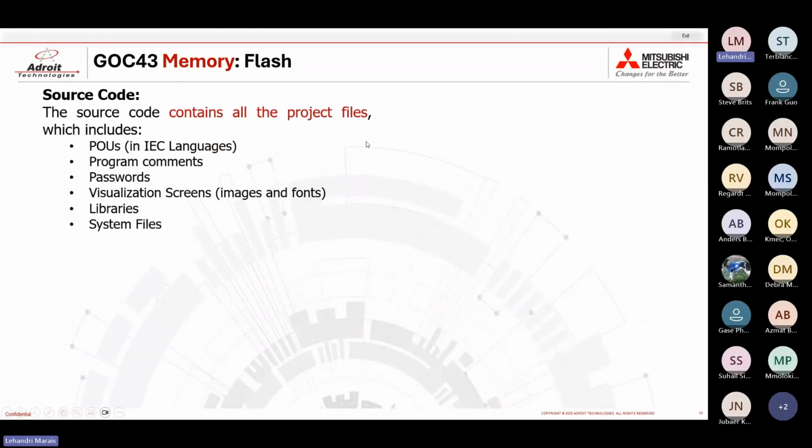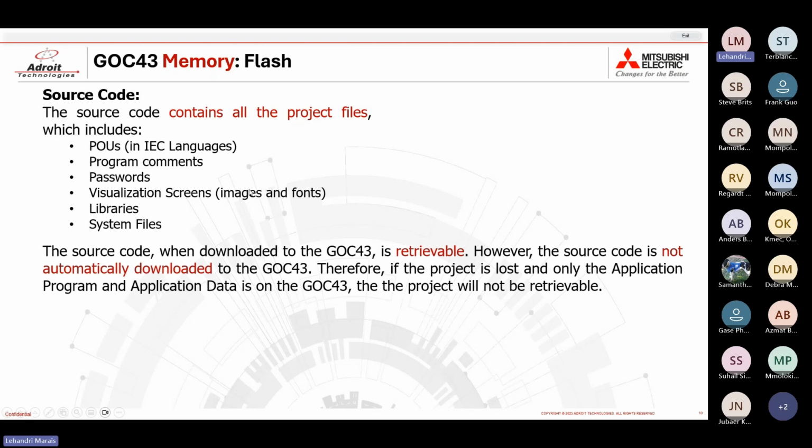The source code is your entire project. So it contains all your project files. This includes your POUs, your program comments, passwords, visualization screens, libraries, and system files. When downloaded to the GOC, your source code is retrievable, as opposed to the application program code, or in other words, the boot project, that is not retrievable.